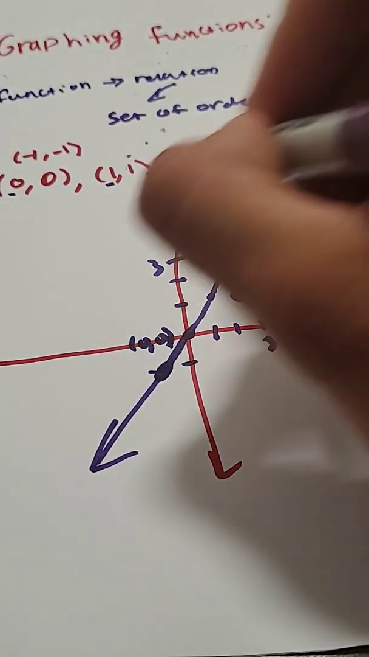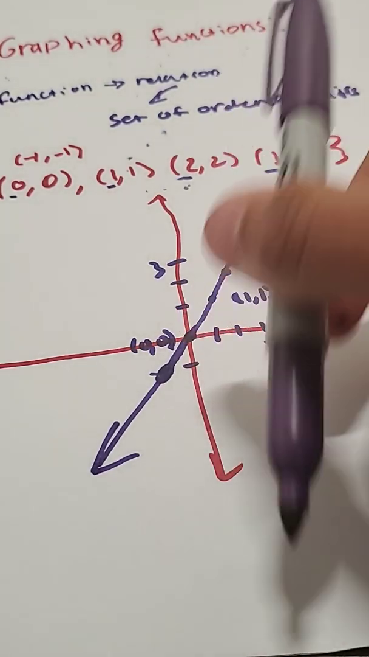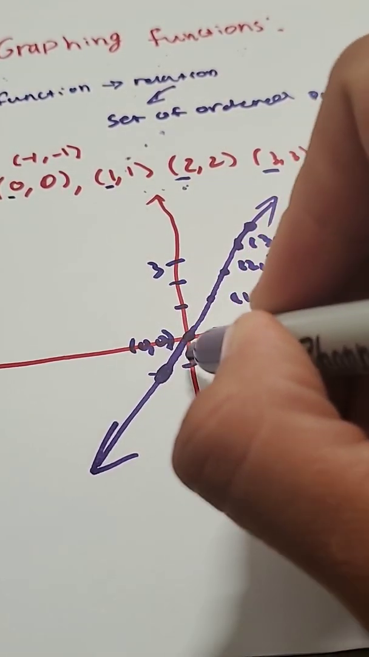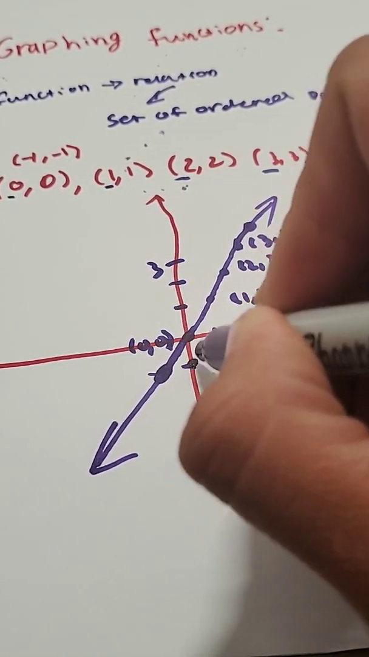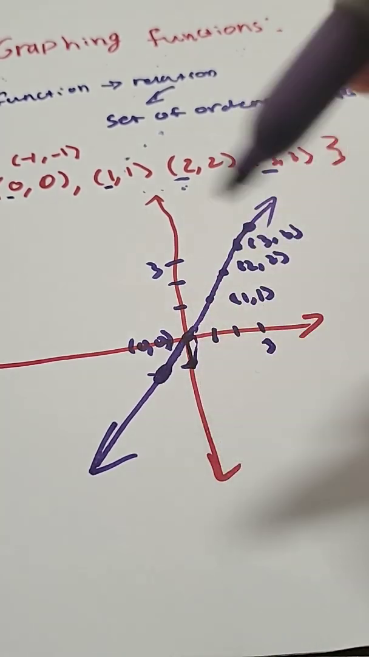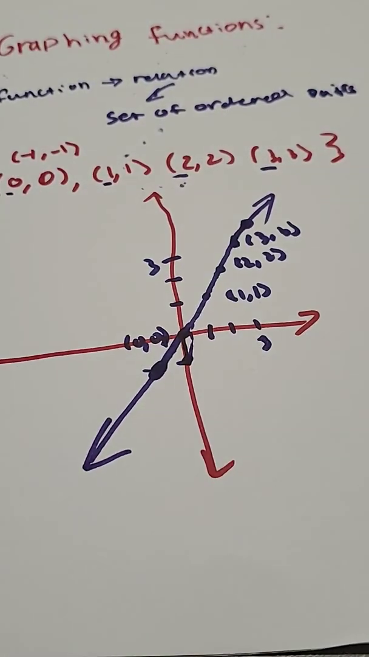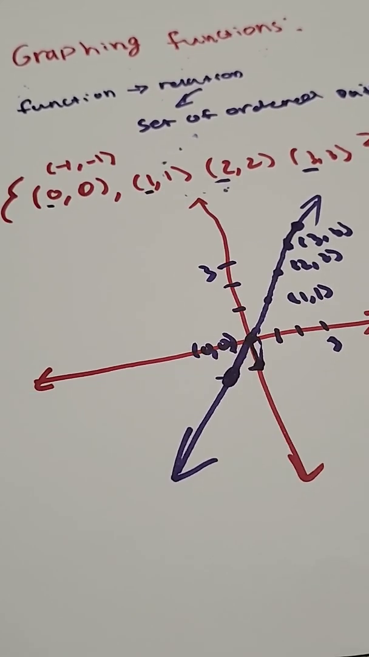So if there were two values, say (0, 0) and (0, 1) here, it would not be a function because it doesn't pass the vertical line test at 1 point. Okay, so we have that.